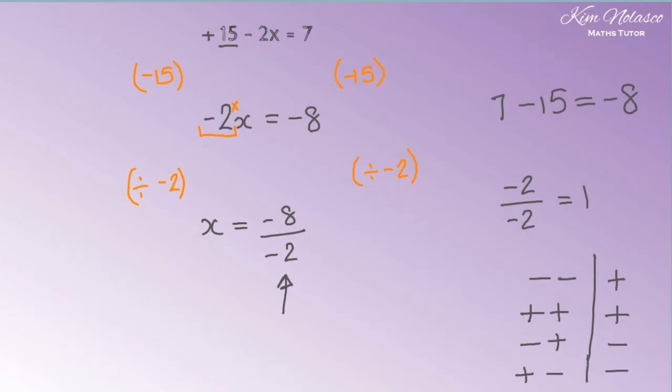Let's simplify this one down a bit. So we have got two negative numbers, which means that our answer is positive, and then it's just 8 divided by 2, which is 4. So our answer is 4.